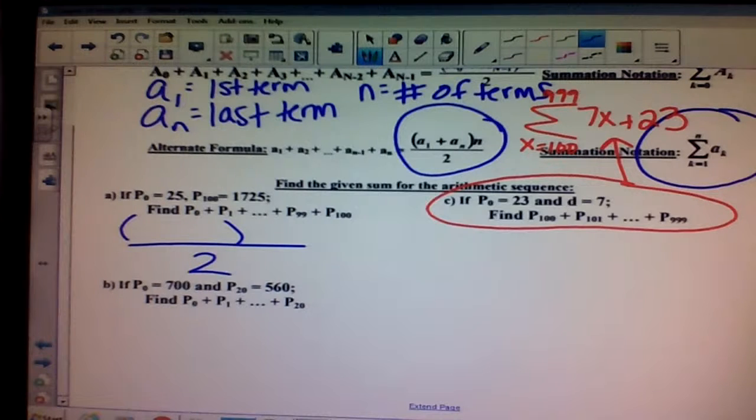I need to figure out what numbers I need to fill into this formula. Right now they tell me that P sub 0 is 25 and P sub 100 is 1,725. They want me to find P sub 0 plus P sub 1 plus P sub 2 all the way up to P sub 100. So what's the first number that I need to add? 25. P sub 0 is 25. What's the last number that I need to add? 1,725.